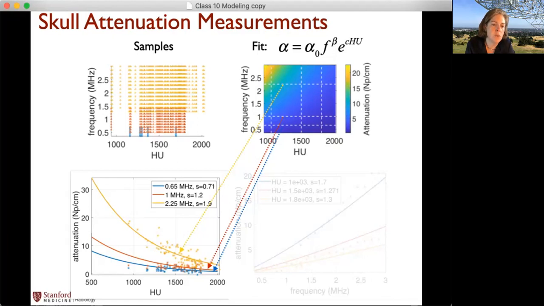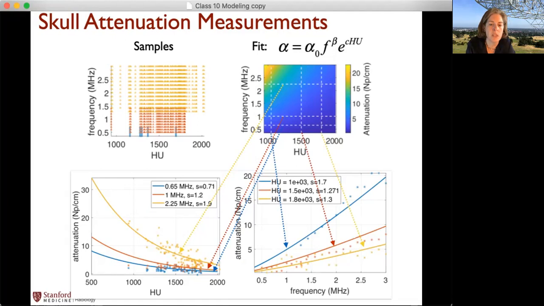And again, we see the relationship that we expected, where it's increasing, and not just linearly, but sort of quadratically with lower Hounsfield units. And then the attenuation is also increasing at higher frequency.